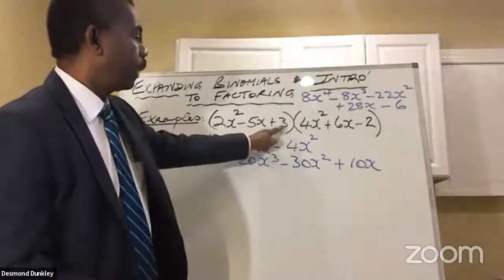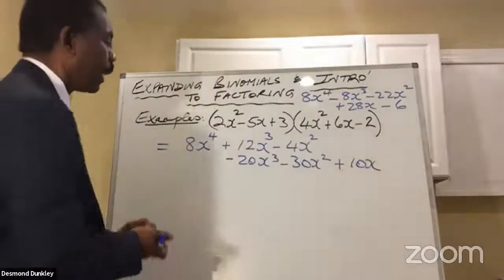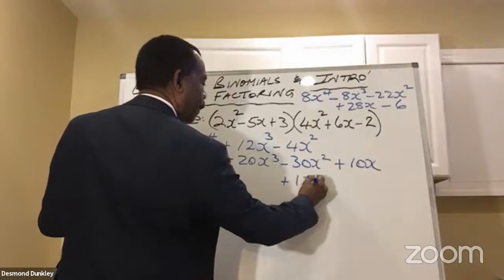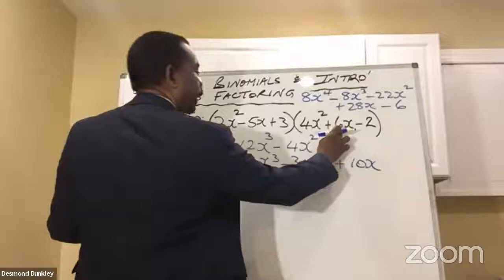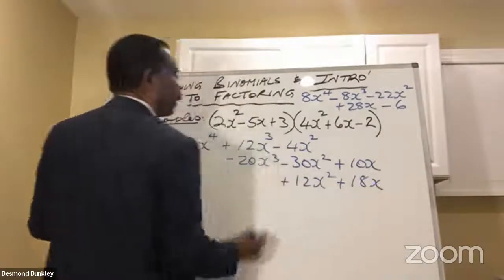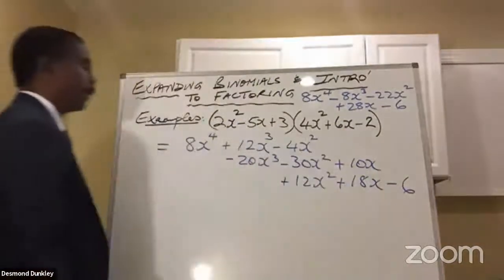One more to go with the 3. 3 times 4x squared is 12x squared. So I need to write that underneath this. So it's positive 12x squared. 3 times 6x is positive 18x. 3 times negative 2 is negative 6.